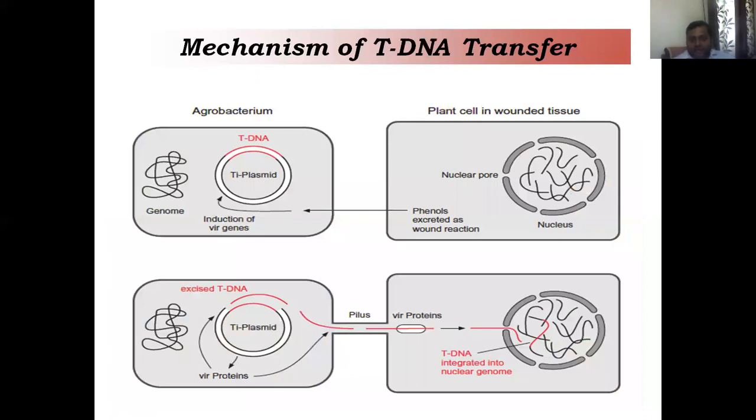And this is again the same thing, just a different way of presentation. Here I'm just trying to show that the excised T-DNA and some of the vir proteins form a pilus-like structure, and they act as chaperones. The vir proteins act as chaperones, which help the excised T-DNA to move through this pilus-like structure and start getting integrated into the plant genome.